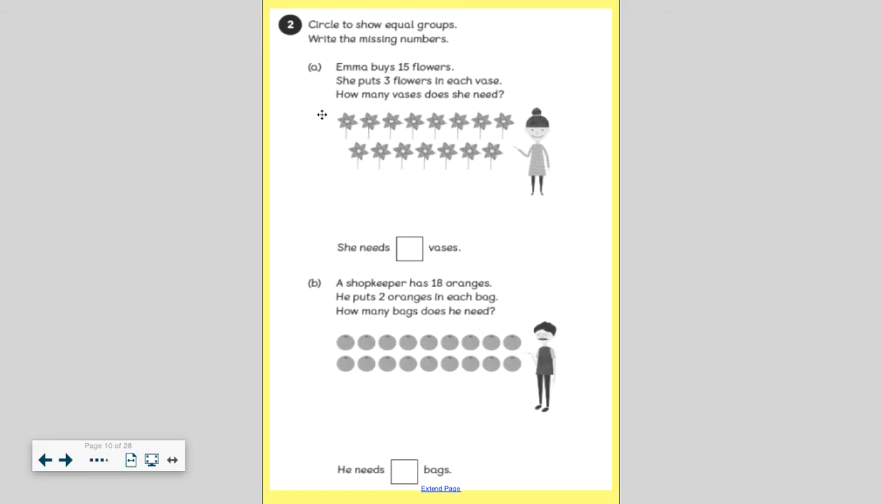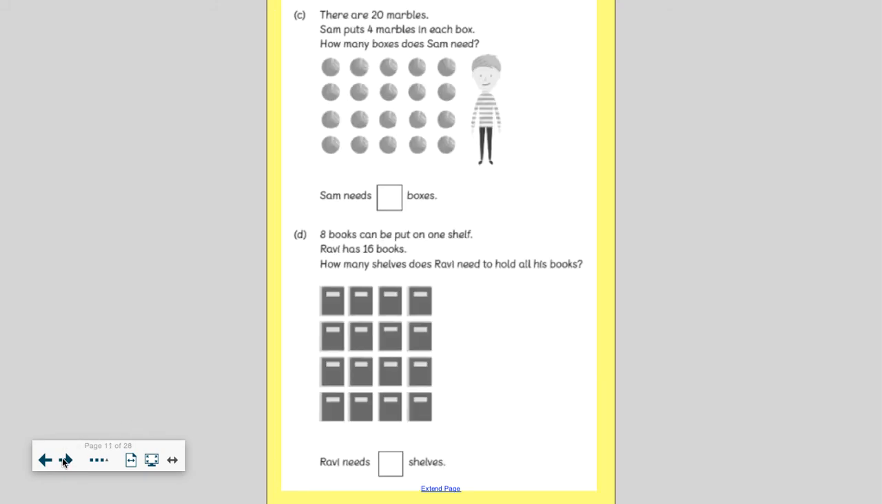Here it says, Emma buys 15 flowers. She puts 3 flowers in each vase. So how many vases does she need? Well, the vase becomes the group, and we know there are 3 in each vase, so you need to put them into groups of 3 to find your answer. I wonder if you could figure out what to do for the next one. Similarly, there are some more word problems on the last page. Have a really good go at these problems, grouping them into equal groups and seeing how many groups you make altogether.